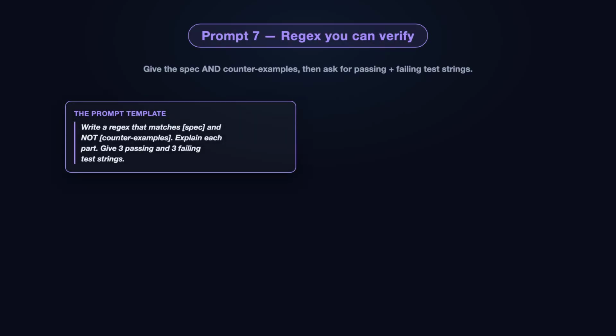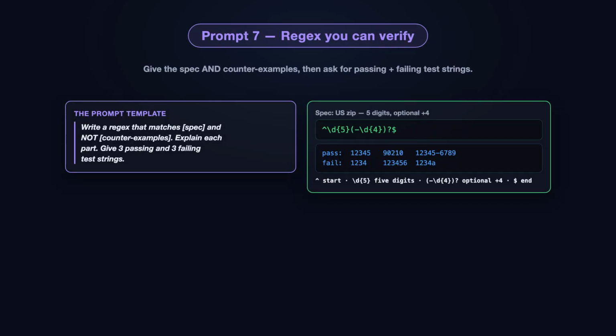Prompt 7, Regex, the thing nobody wants to write by hand, and where a model genuinely shines, because the answer is verifiable. Write a regex that matches this spec and not these counterexamples. Explain each part. Give 3 passing and 3 failing test strings. Giving it what to match and what not to match pins down the edges. And asking for passing and failing test strings is the killer move. Now you can verify the regex yourself instead of just trusting it.